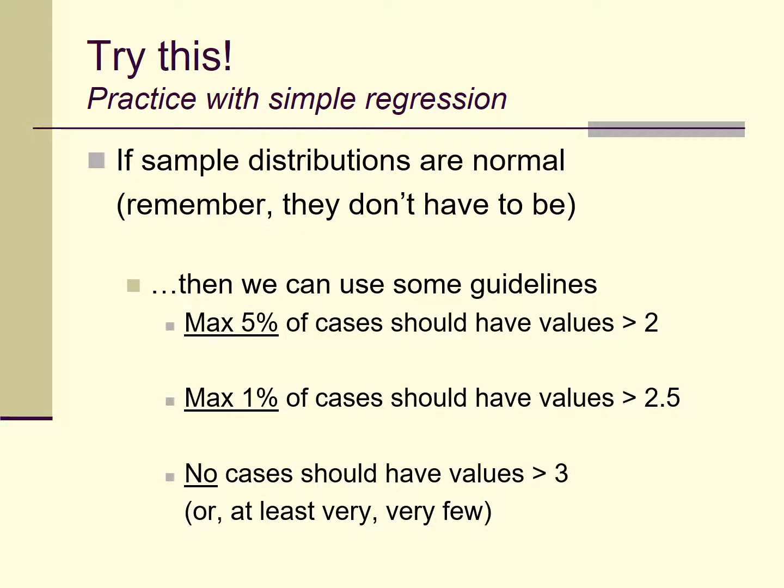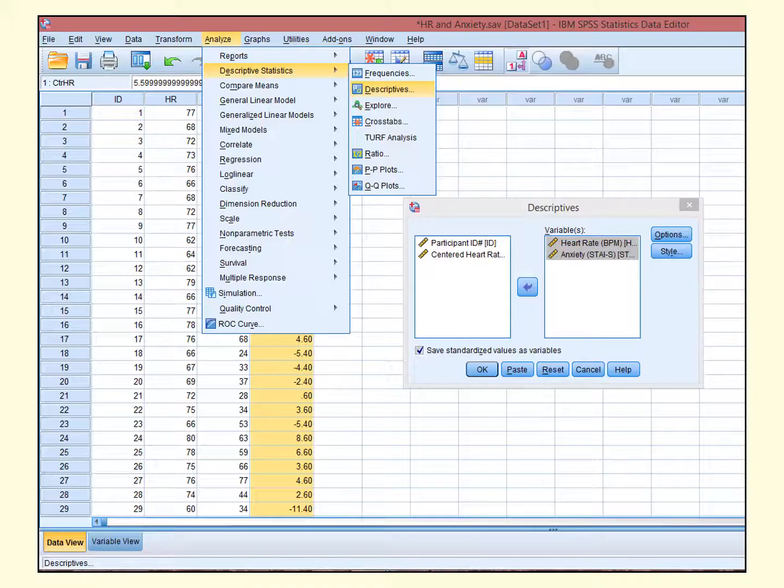If we have a more or less normally distributed set of data, then we would expect a maximum of about 5% of the cases to have standardized values that are greater than 2 or less than -2. And we expect a maximum of around 1% of the cases to have standardized values that are greater than 2.5 or less than -2.5. And really no, or very, very few cases should have standardized values greater than 3 or less than -3.